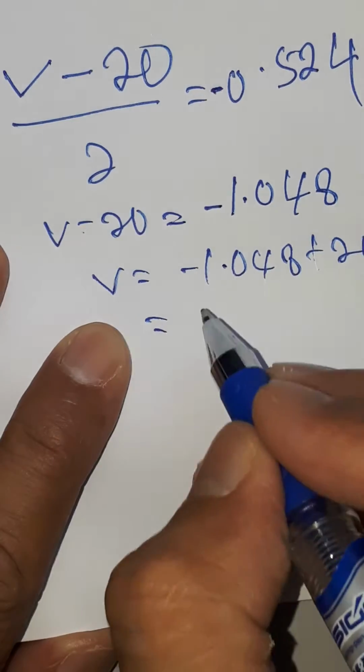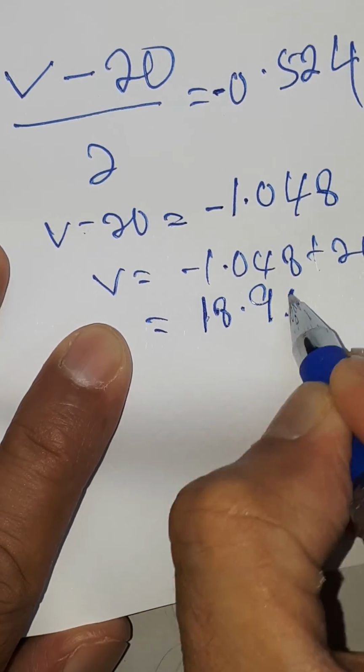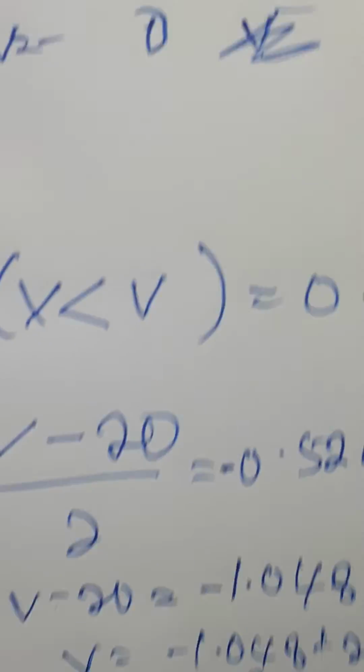So the answer is 18.952. Okay, that's all for question number 27. Hope you understand. Okay, bye.